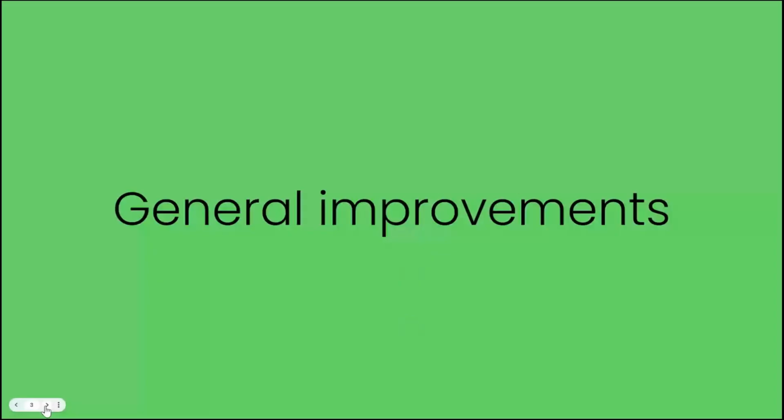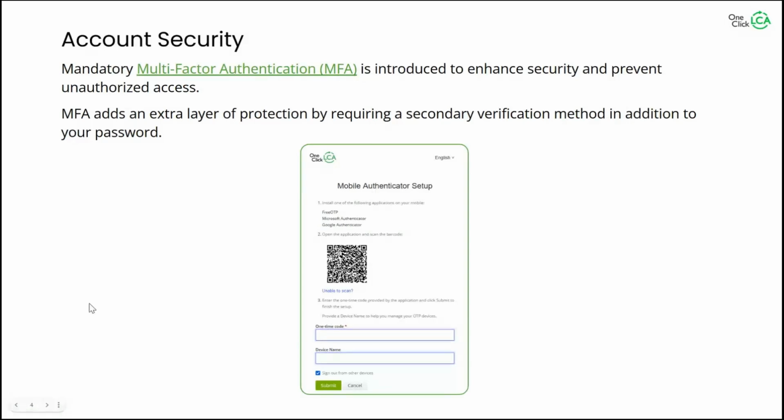General improvements is our first topic for today. The first one is account security. Many of you probably have already noticed this, at least I hope so, and you've already got it set up, is that we now have mandatory multi-factor authentication. This has been enabled to enhance security and prevent unauthorized access to your data. It adds an extra layer of security, which requires a secondary verification method.